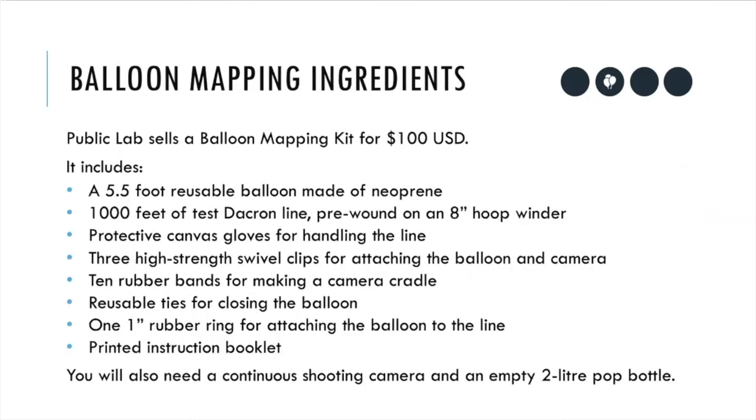So what do you need to do to balloon map? Well, if you want to be like super rogue, you can just go and buy a whole bunch of helium balloons at the party store and rig up your camera. But if you want to follow Public Lab's advice, they do sell a balloon mapping kit for $100 US. It includes a reusable balloon and a whole bunch of hardware to strap to that balloon. I won't go through that in detail now, but you can pause this video if you want to take note or check out Public Lab's website. You'll also need to supply your own continuous shooting camera and an empty 2-liter pop bottle.